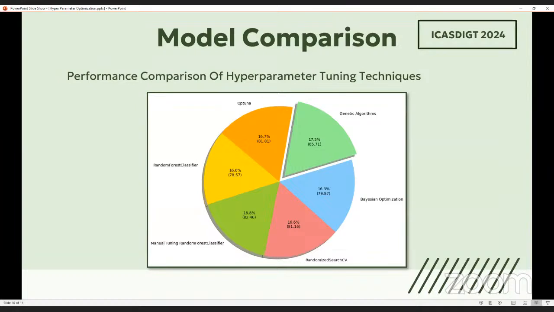Model comparison. Performance comparison of hyperparameter tuning methods. In this study, I am using six models: genetic algorithm, Bayesian optimization, randomized search CV, manual tuning, random forest classifier, and Optuna. We get the genetic algorithm with the highest accuracy, 85.71%. Optuna is 81.81. The next one is randomized search, 81.16. Manual tuning is 82.46, and random search is the lowest, 78.56, in my study.